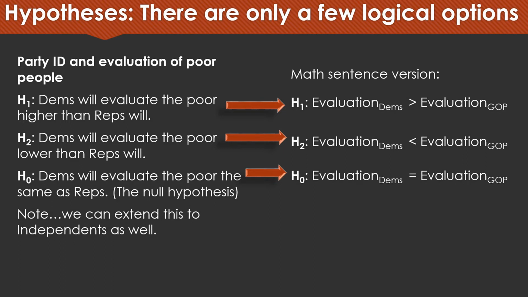Now, of course, when we're talking about party identification, we could talk about other political parties. We could talk about the Green Party or the Socialist Workers' Party, or we could talk about the Working Families Party or the Libertarians. We could apply it to independents and so forth. For our example, we're just going to keep it simple and compare Democrats and Republicans.